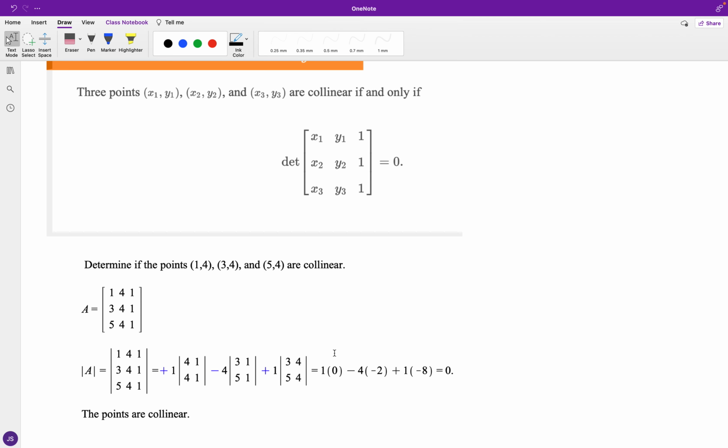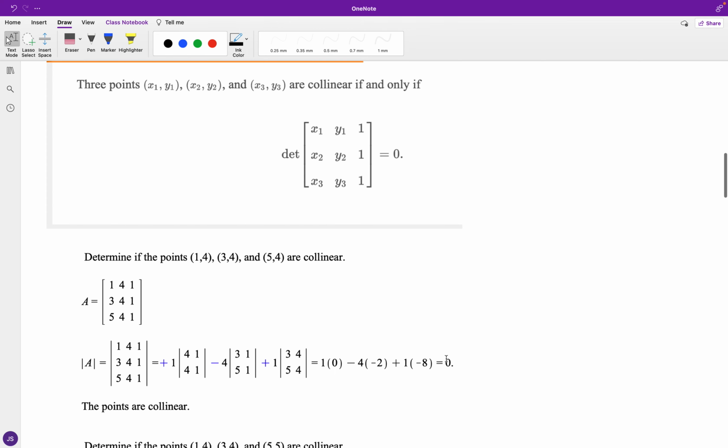And guess what? We have 0, plus 8, and then in turn minus 8, and that is equal to 0. Since the value of the determinant is equal to 0, it turns out that (1, 4), (3, 4), and (5, 4) will all be collinear.